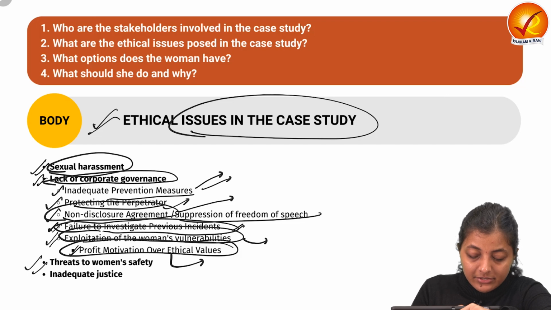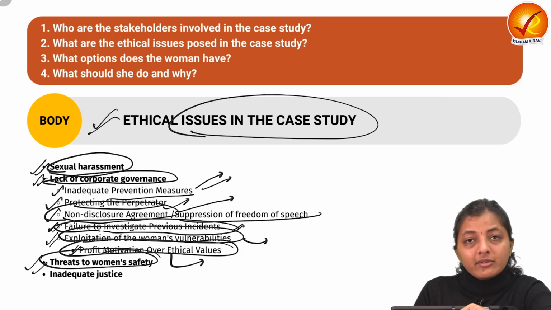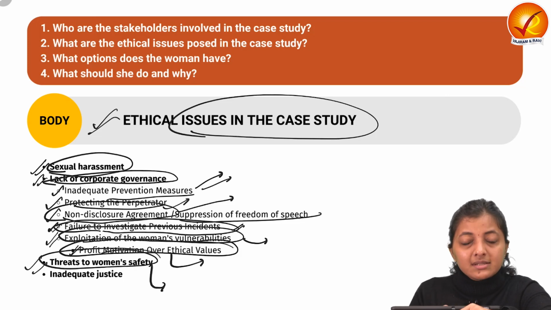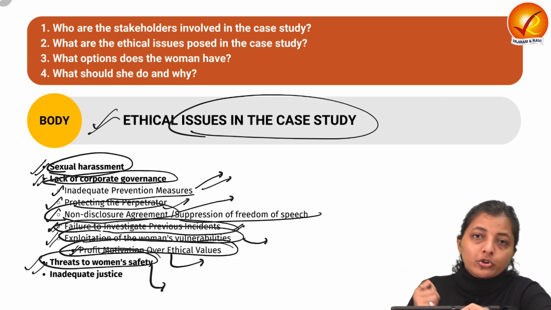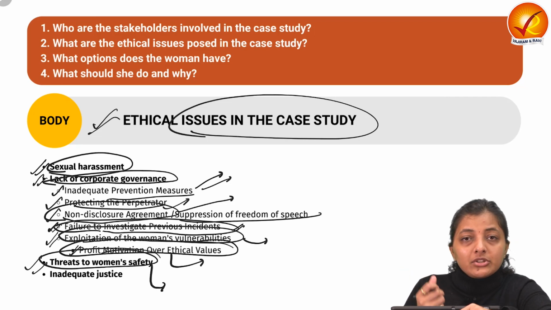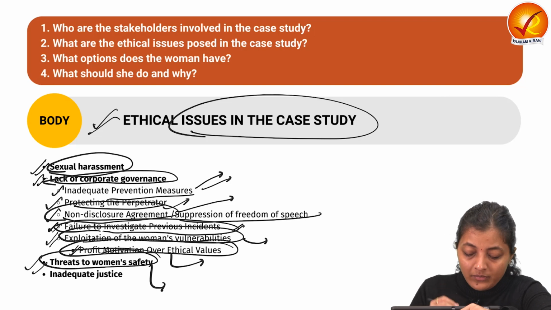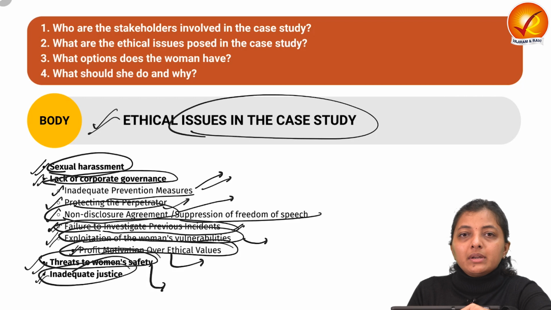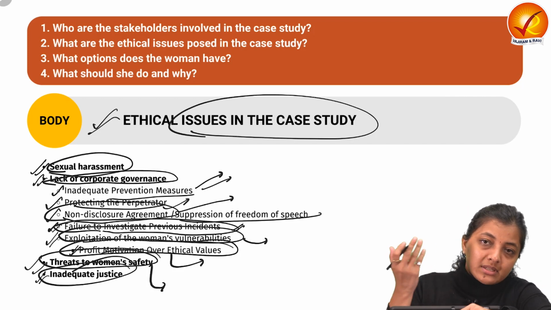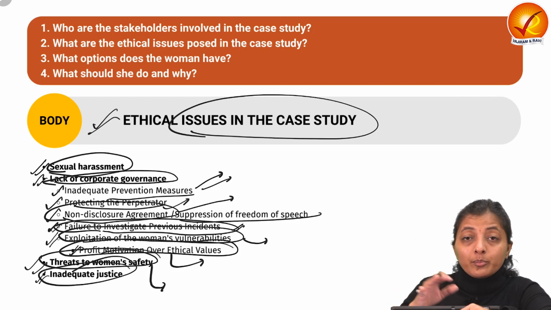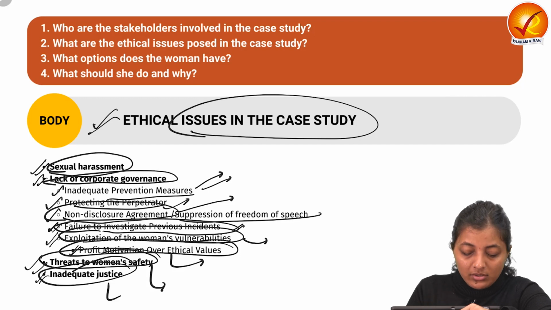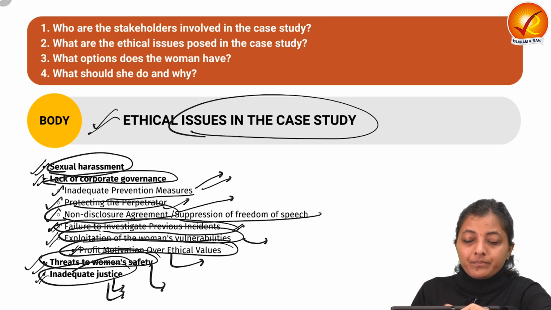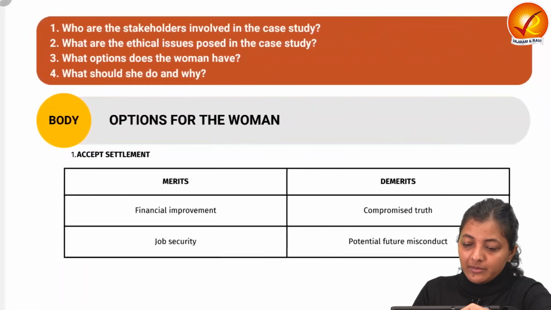Then the next ethical issue is threats to the woman's safety at the workplace. Also, if she reports to the authorities, maybe again she gets threats from the executive as well as the company. Then inadequate justice has happened. By exposing and compromising her vulnerabilities, there is inadequate justice to that employee, to that woman.